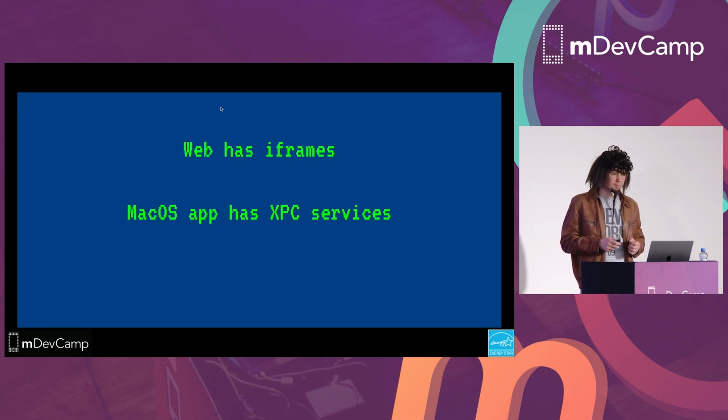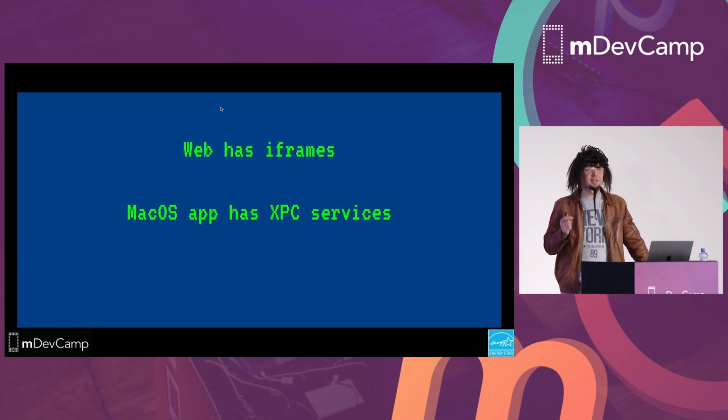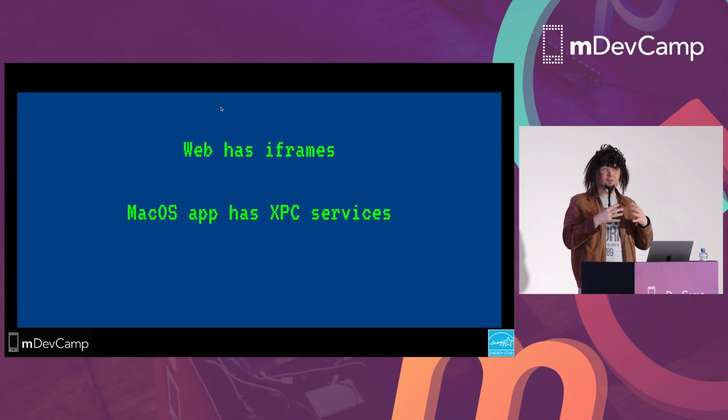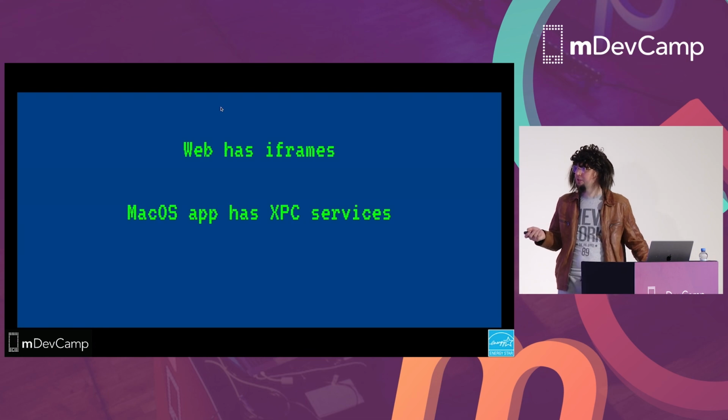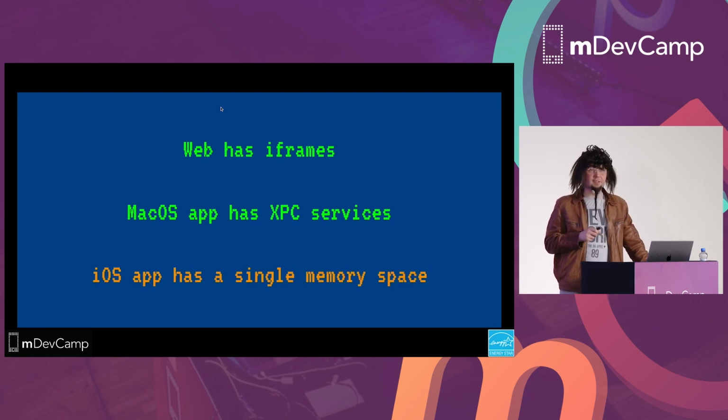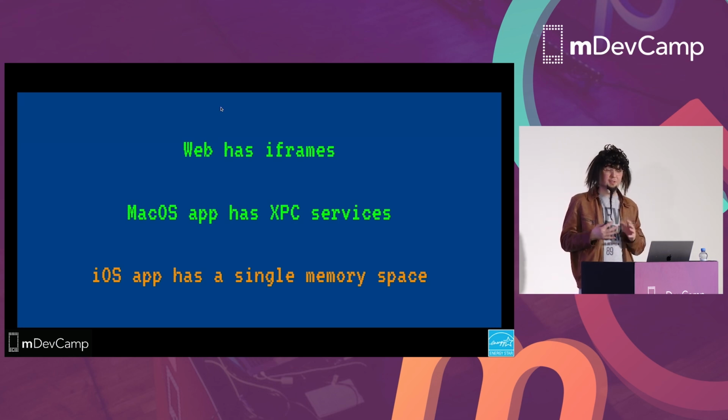The web has iframes, and iframes are protected against access from the external scope. macOS has custom XPC services, so you can attach an executable to a macOS application that will run alongside the application. You could probably keep this application small, you could audit it better, you could feel it's safer to put some critical code in that additional XPC service. As for iOS, each iOS application has a single memory space. So every element is accessible at runtime to any other element in the same app.